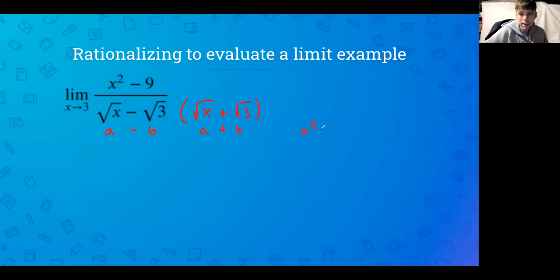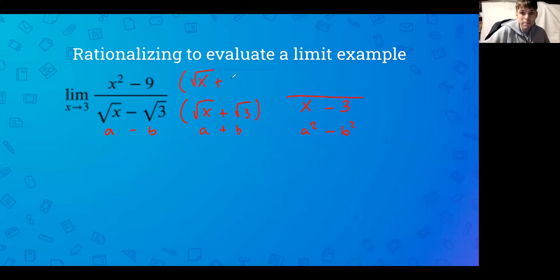And then what is my a squared minus b squared? So that's going to be root x squared is just x. Root 3 squared is just 3. So there we go. That's great. Got rid of those radicals. And now we need to multiply the top by this as well.